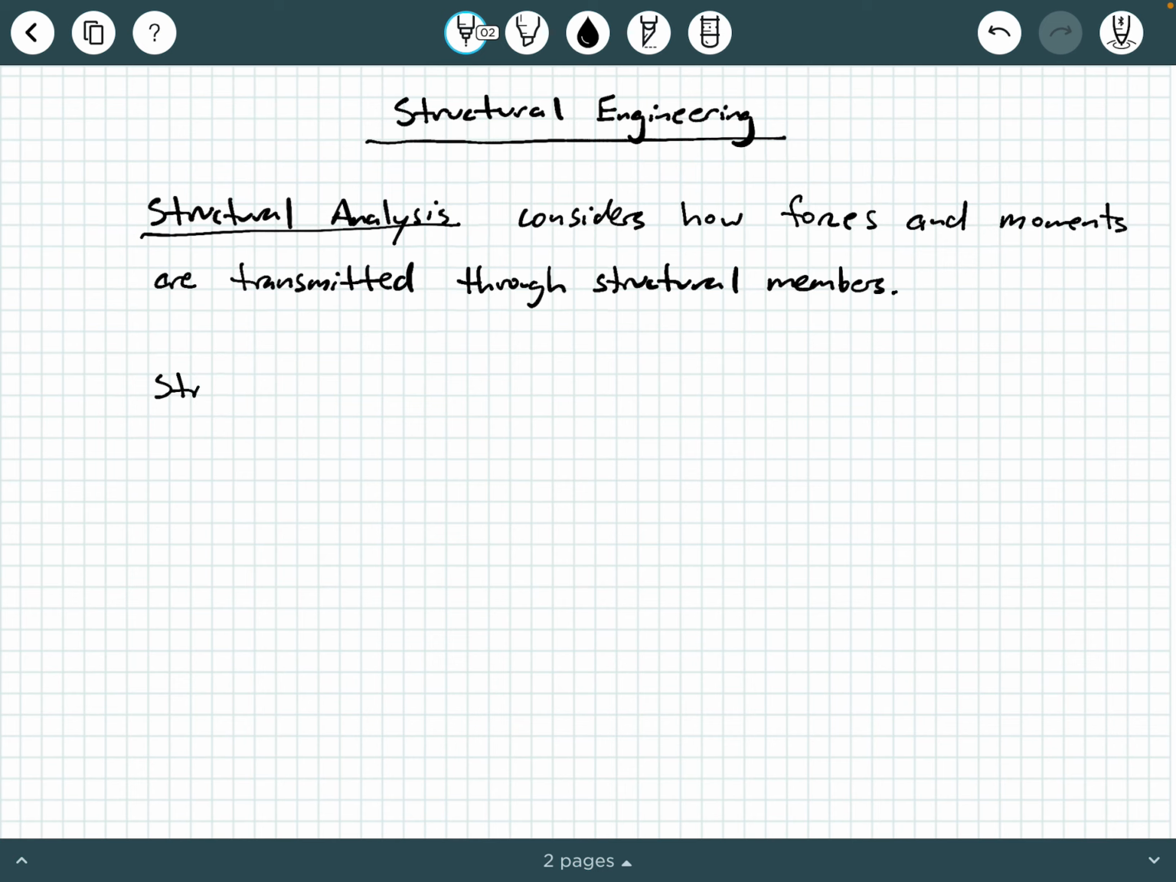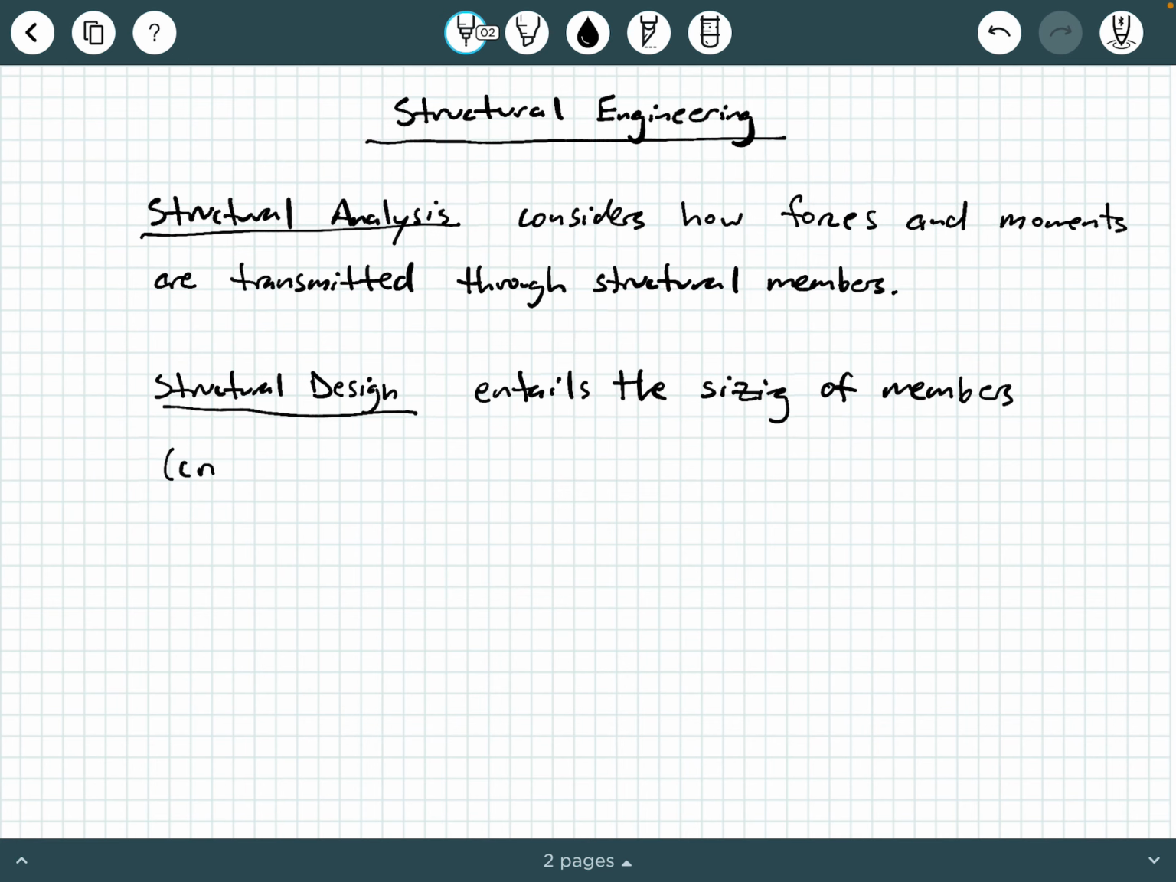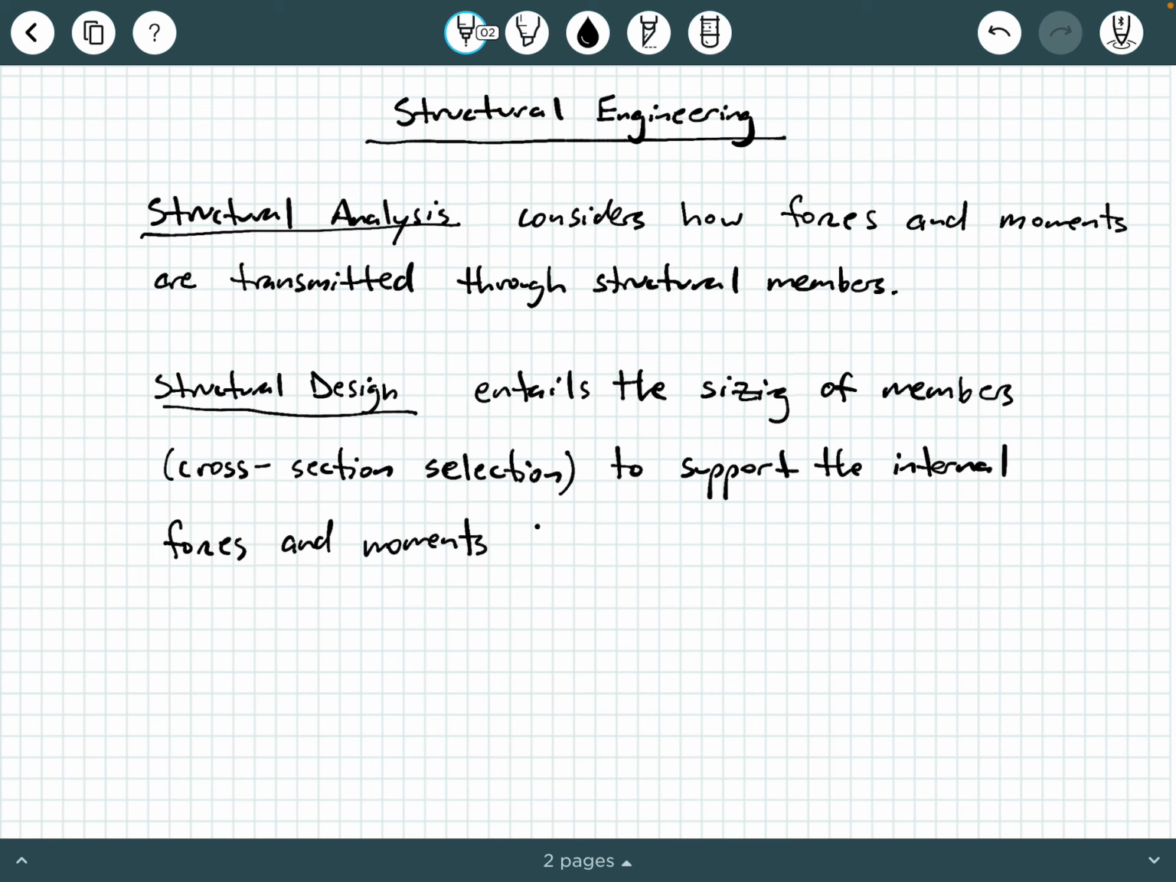Okay, now we also have structural design. So what is that? So structural design entails the sizing of members. So that includes cross-section selection to support the internal forces and moments that are determined from analysis.